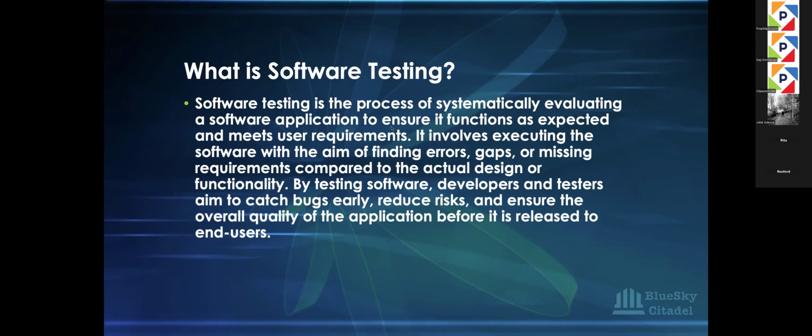In the course of this, I will try to use a human life cycle analogy to help us have a good grasp of what software testing is. And I'll continue by reading what is also on the screen, which says, by testing software, developers and testers aim to catch bugs early, which is what I've just said, which helps us to reduce risk as well and ensure the overall quality of the application before it is released to end users.